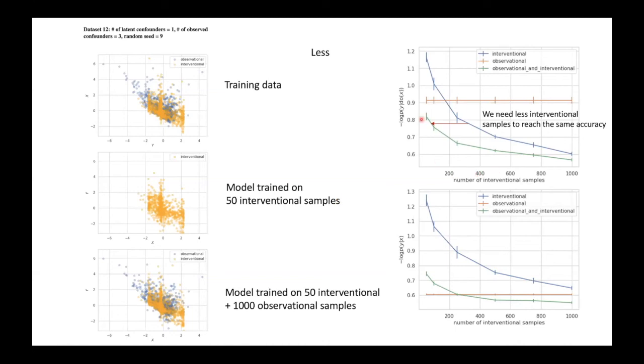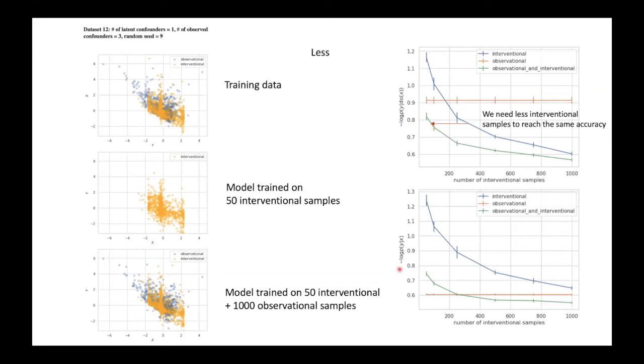Now, if you look at the log probability for the interventional distribution, p of y given do x, then the error is coming down as we increase the number of interventional samples, obviously, for the ones where we use these interventional samples in the model. So the blue curve is only interventional, and then the green curve is interventional and observational, which is the proposed model. And then this curve is only observational data, which of course will not improve on the probability of y given do x. But you see that by using observational data, we need less interventional data to reach the same accuracy, which is the effect that we want to achieve.